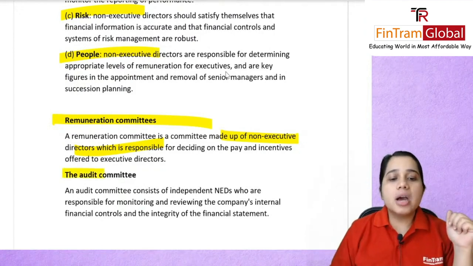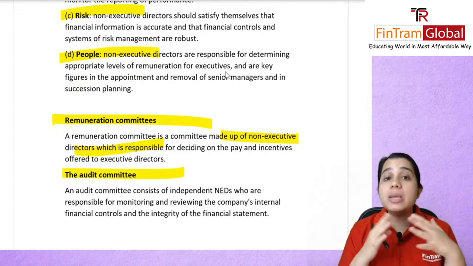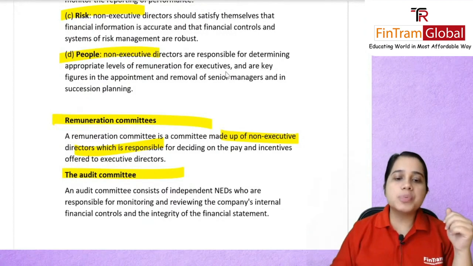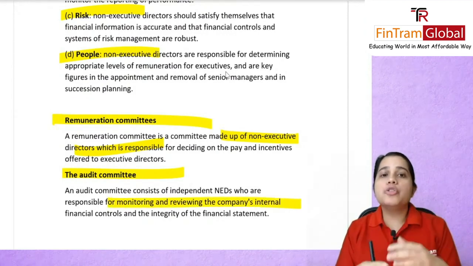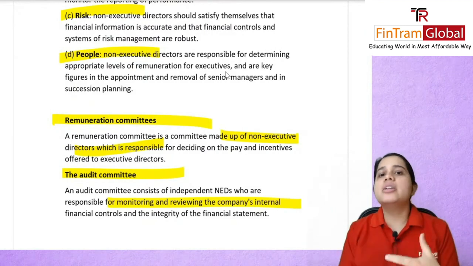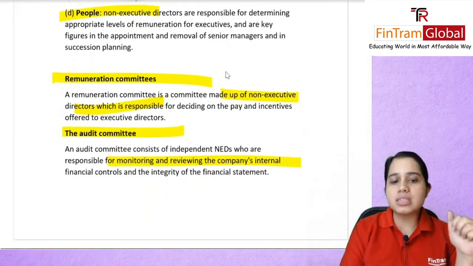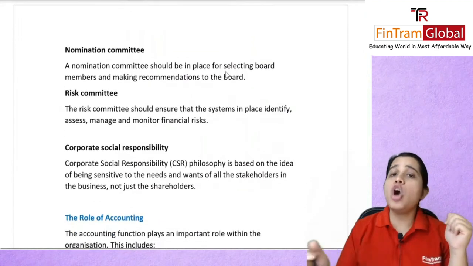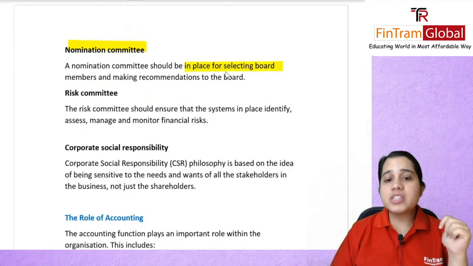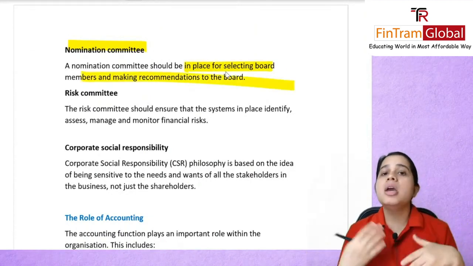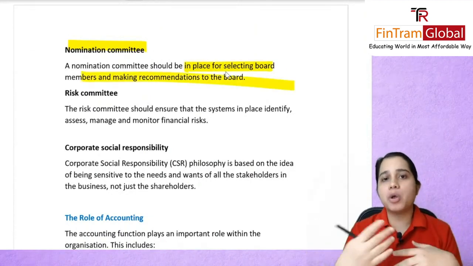Then you have your audit committee. They consist of, again, your independent non-executive directors who will be responsible for monitoring and reviewing the company's internal controls and how well they are working. So your internal auditor will probably be reporting to this committee. Then you have your nomination committee. A nomination committee should be in place for selecting board members, and they will recommend to the board, all right, let's appoint this person.